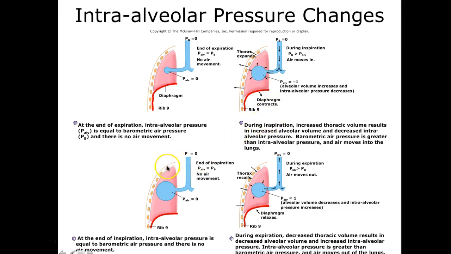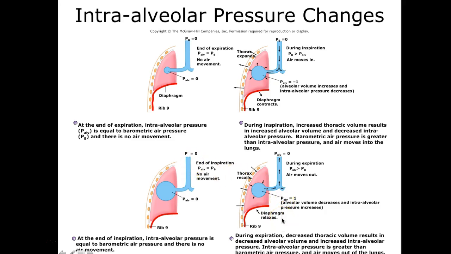At the end of that inspiration, intra-alveolar pressure is going to be at 0 and our barometric pressure is going to be at 0. So because they are now even, there will be no air movement. Notice that this is an error here. This should say PB, so that's missing here, barometric pressure.